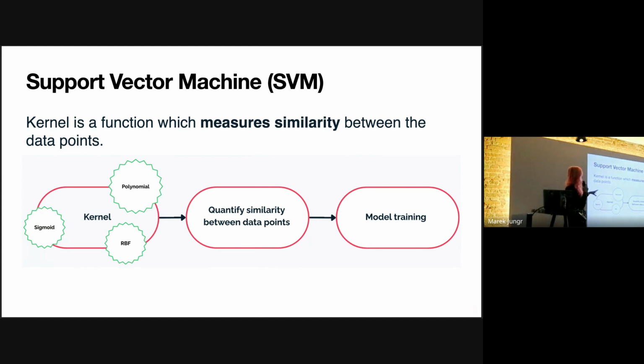You quantify it, and then you put it into the model training, where what the SVM does is it takes the output from the kernel, which is some matrix, a kernel matrix, and then uses these numbers in some optimization thingy. And that's the training part.